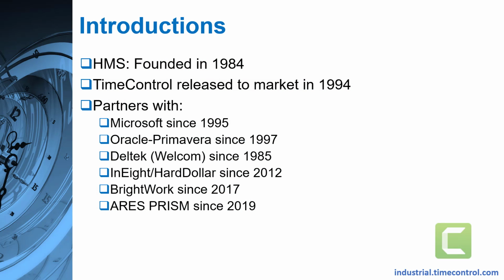HMS Software first released TimeControl in 1994, and in 1999, 5 years later, released this edition of TimeControl designed for situations where people could not enter their own timesheets at their desk, but would have their timesheets entered for them by a foreman or a shift supervisor in construction or engineering or shutdowns or outside of the office. And that's what we're going to look at today.